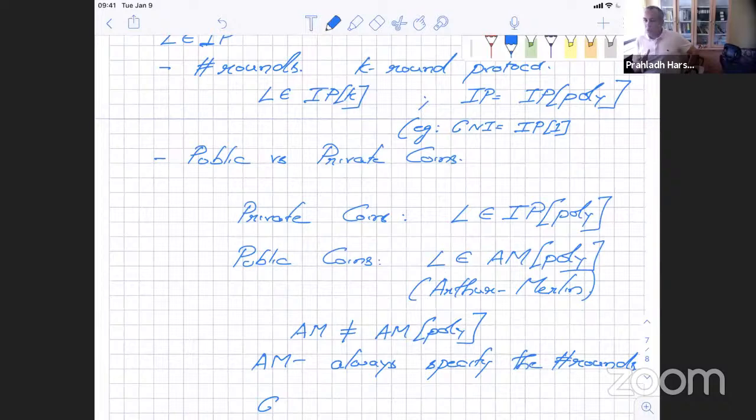By the way, what does a round mean? Does it mean back and forth, or is each question a round? I don't think it's standardized. For me, a round is a back and forth. Some people say this is actually IP2 because there are two questions going. There's no standard thing for it. As long as you are consistent in what you're writing, that's good enough.